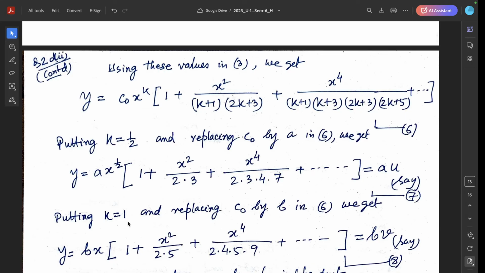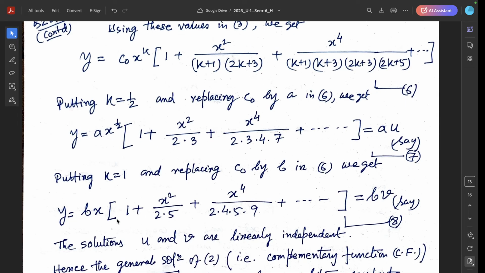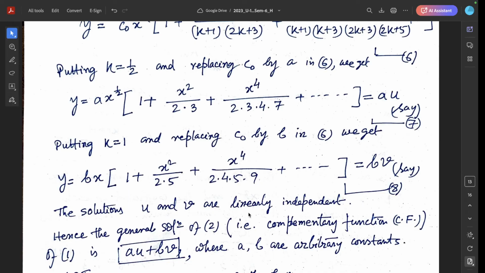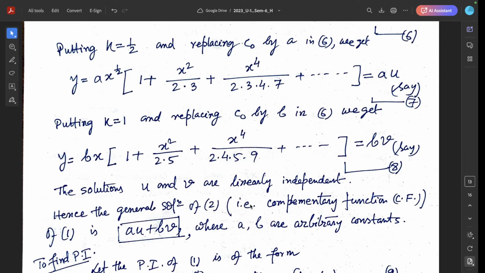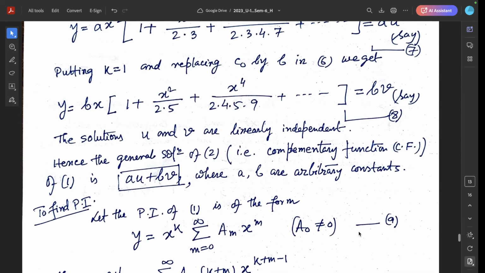Next, putting k equal to 1 and replacing C0 by b in 6, we get y equal to b x to the power 1 [1 + x² by 2·5 + x⁴ by 2·4·5·9 + ...], which is equal to b into v. The solutions u and v are linearly independent solutions. Hence, the general solution of 2, that is the complementary function of the given equation 1, is au plus bv, where a and b are arbitrary constants.